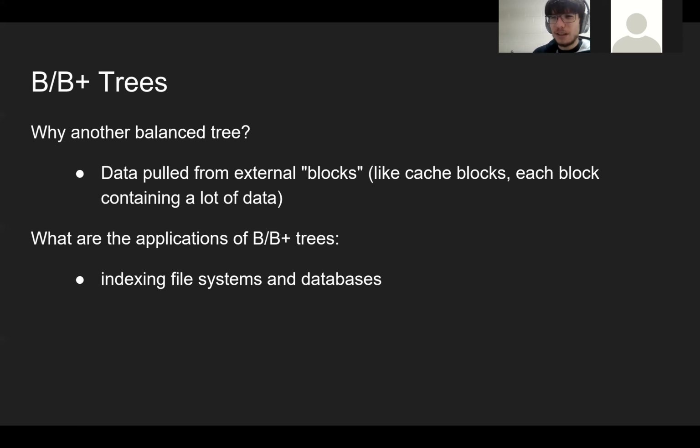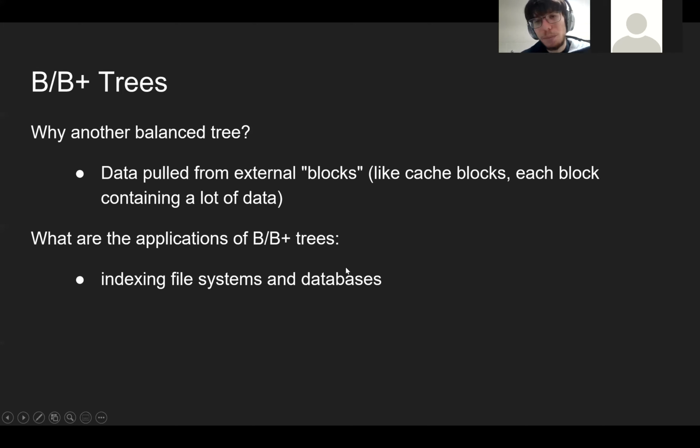Also, data that's near data you're currently using is more likely to be used. For example, with an array, if I'm in position 0, probably next I'm going to access position 1, right? That's not so important that you need to know, but it gives you an understanding of why we care about pulling external blocks of data rather than data one by one. That's why we use them, and you can index file systems and databases with them.